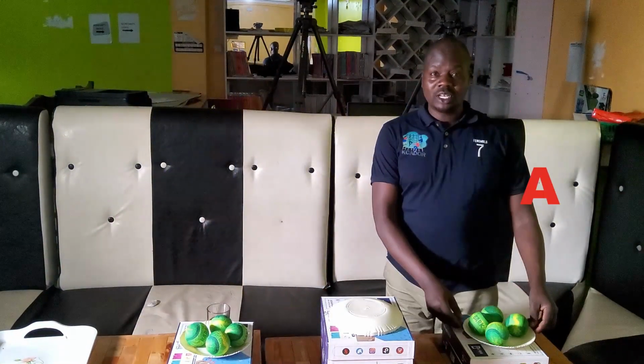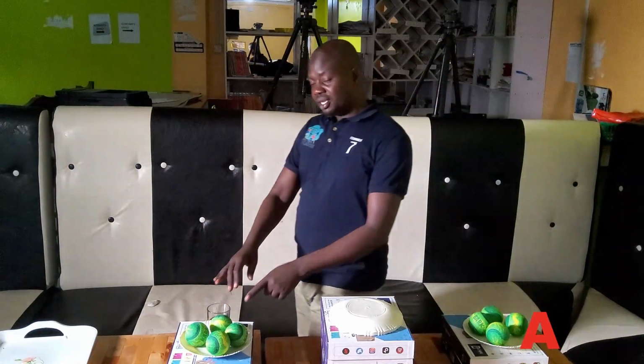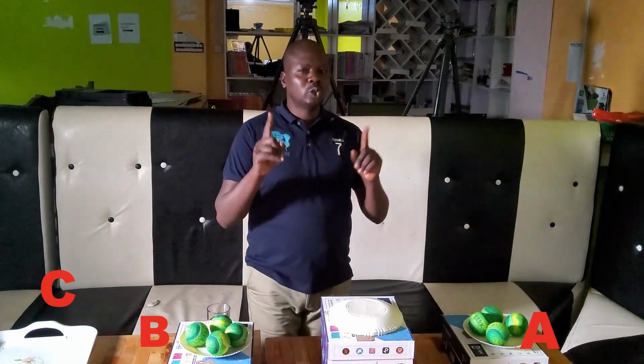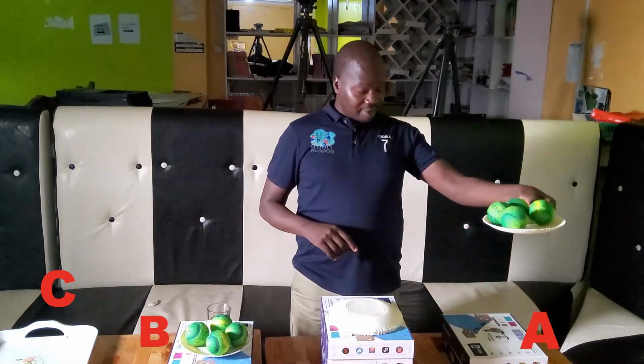And now I will call this one A. I call this one B. And I call this one C. So the first thing I'm going to do, and this is my first weighing, I'm going to weigh 4 against 4. 4 from A and also 4 from B.